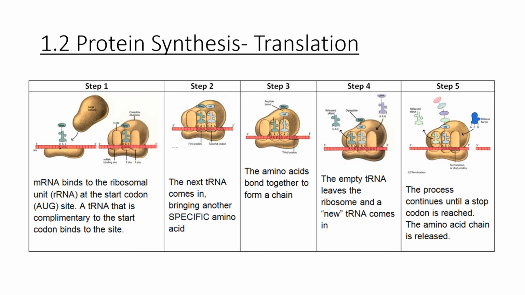Okay, so mRNA binds the ribosomal unit, which is the rRNA, the ribosomal RNA, at the start codon, the AUG site. The tRNA is complementary to the site. Codon binds to the site. The next tRNA comes in, brings a specific amino acid for it, whatever is being coded for. Those amino acids bond together and form a chain. And then the empty tRNA leaves the ribosome and a new tRNA can come in. And then it continues until you hit something where there is no tRNA that matches it.